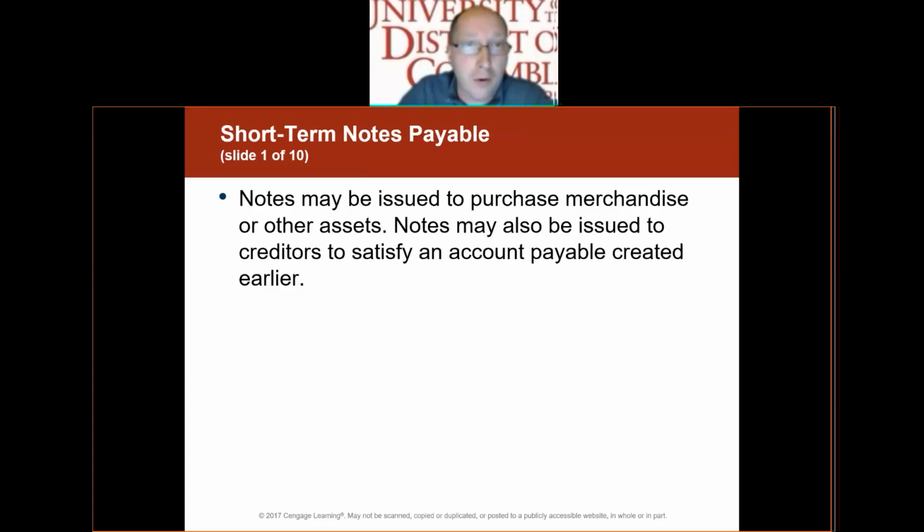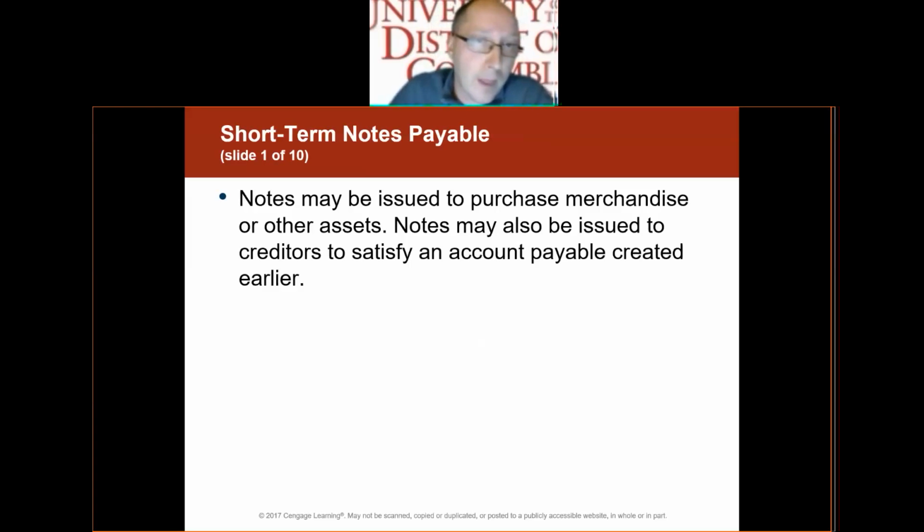Now let's talk about the notes payable. A note payable is a loan. A note is a simple word for a loan. It's not like you're writing your friend a note in class. No, that's not a note. A note is debt. A note is a loan.